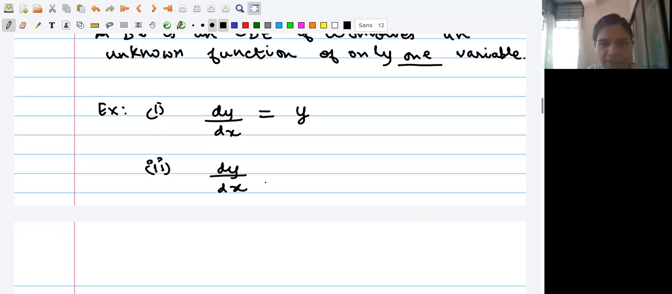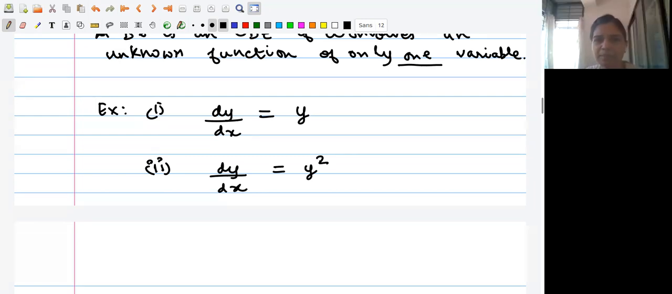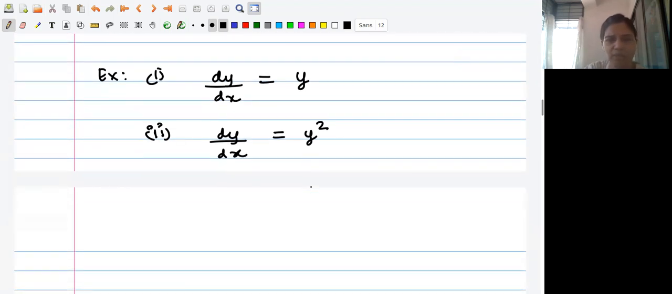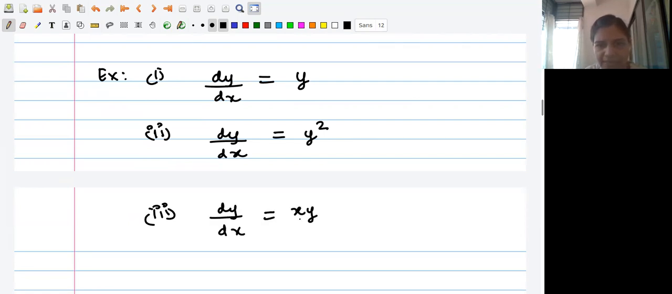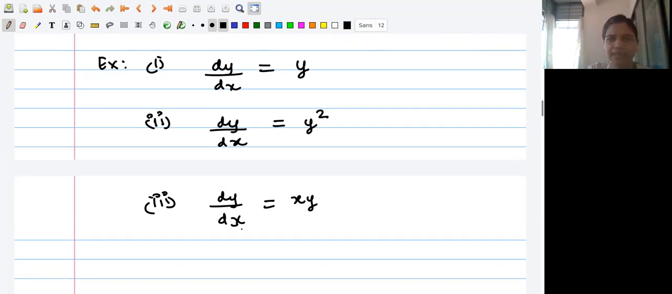Let's take dy by dx equal to y square. It is non-linear. Why is this non-linear? Because you have a function y square appearing here. Let me take example 3: dy by dx equal to xy. Is this linear? Yes, everybody agrees this is linear. So let me write down: this is linear, this is non-linear, and this is linear.